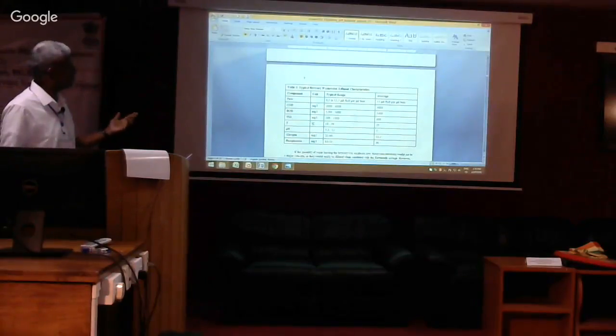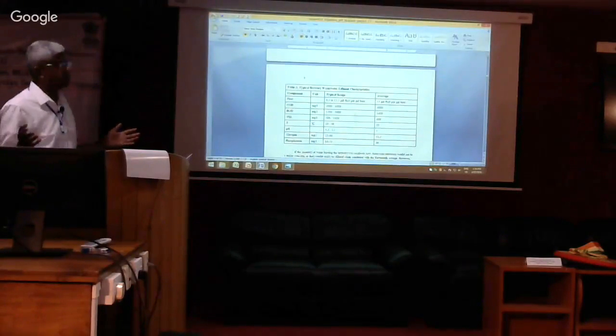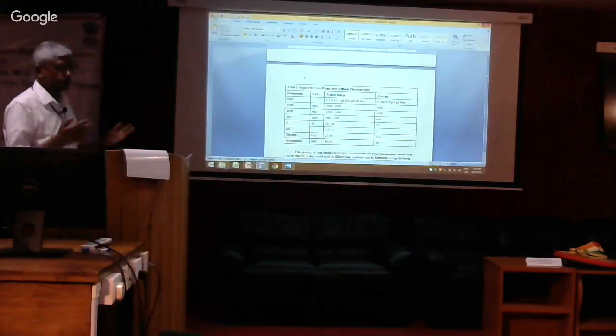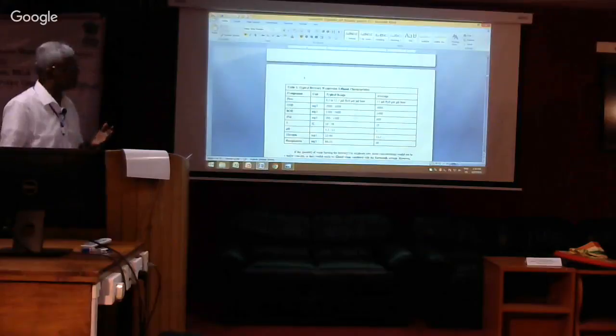So if you put this wastewater in your sewer, and if it takes 8 hours to reach the treatment plant, what is most likely to happen is that the microbes present in the wastewater will start acting on it, and very soon this will go anaerobic. The sewer will go anaerobic, and you have all kinds of problems.